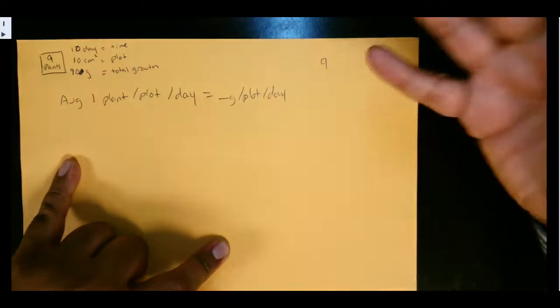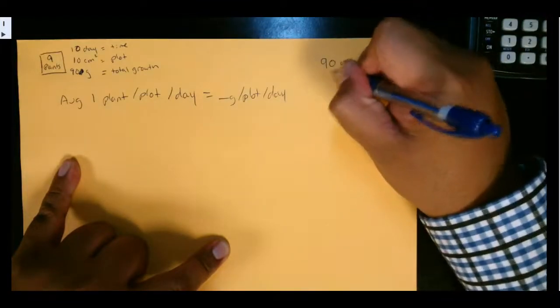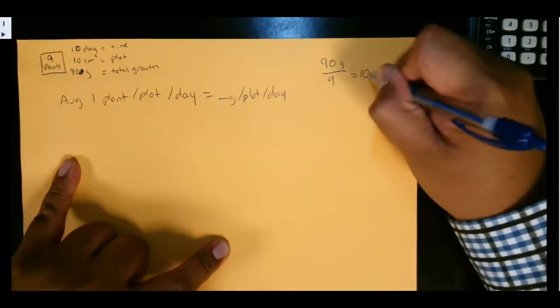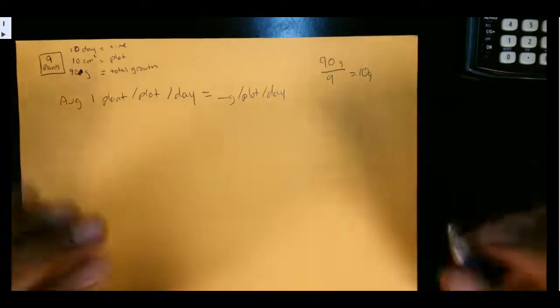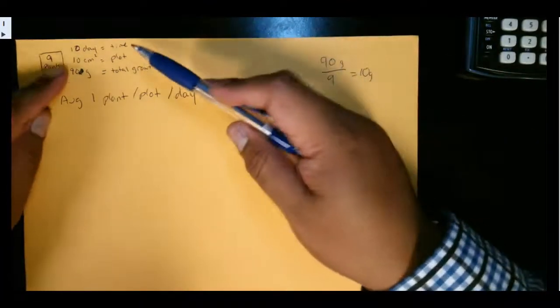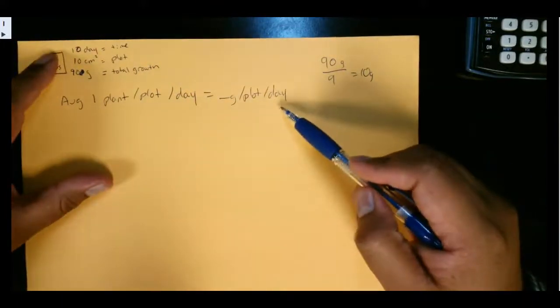So you need to figure out, how much did each one weigh? That's pretty easy. So 90 grams divided by 9 plants would give us a total of 10 grams per plant. Now, that's 10 grams over 10 days. But I want to figure out how much did they grow per day.